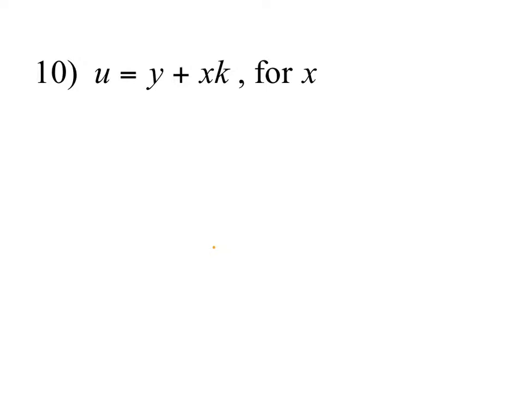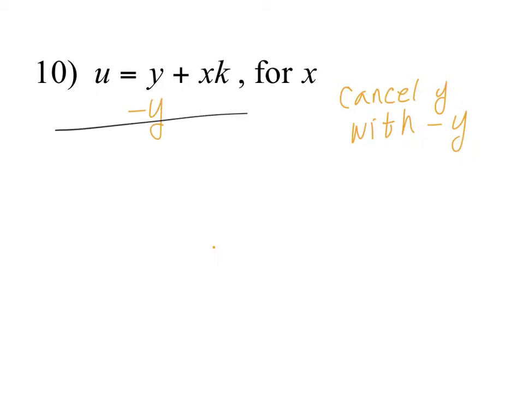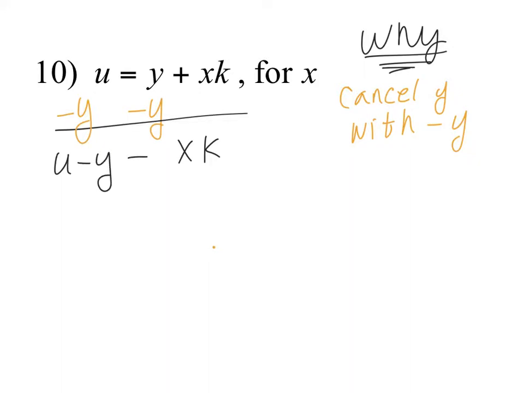So what I personally would do first is cancel the Y with a negative Y. So I'm going to subtract. Notice I didn't say subtract Y from both sides. I can see that's what you're doing. Again, you need to keep asking yourself the question, why? Okay, so I'm going to cancel out the Y over there on the right, which is going to leave me with XK. And then over here on the left, since these are not like terms, they're just going to have to be left as U minus Y.